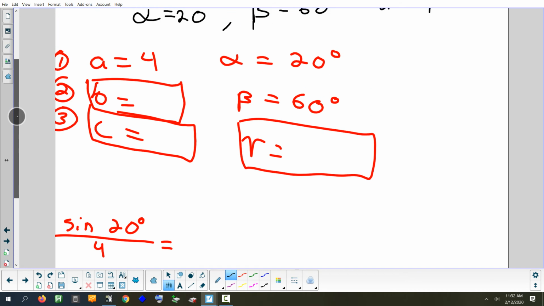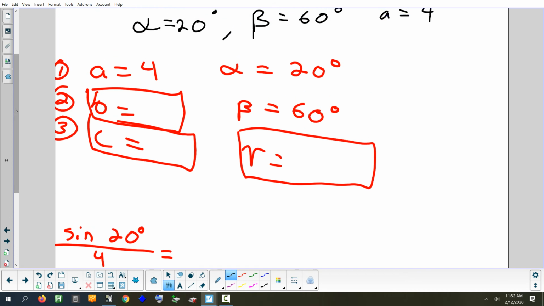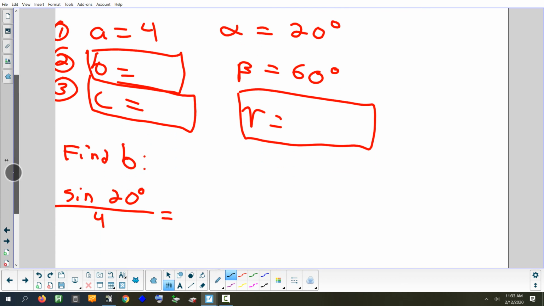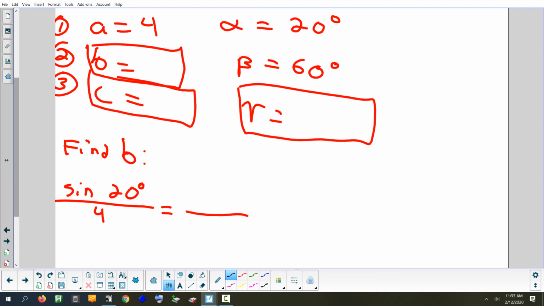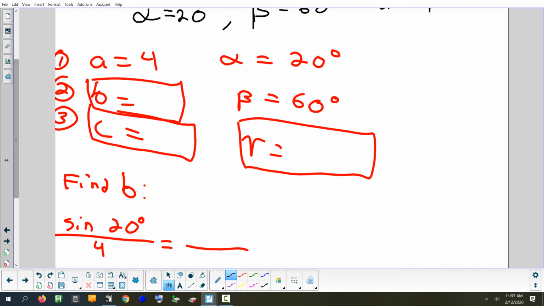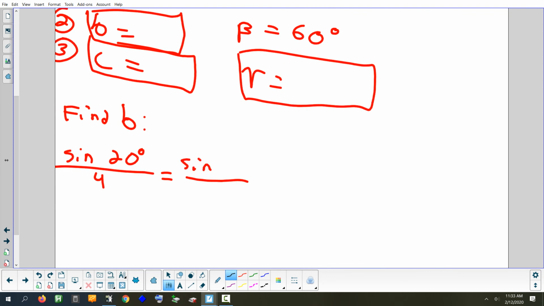and now from here it depends on what we want to do. We could go ahead and find B right now, or we could get gamma out of the way first. Depends. Let's just do B first, just to show you don't need gamma at all. And I know you could figure it out easily, but let's do gamma after. So let's find B. Sine of 20 over 4 equals, what's going to go on the other side? Sine 60 over B.